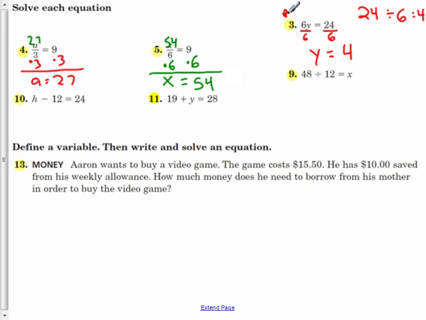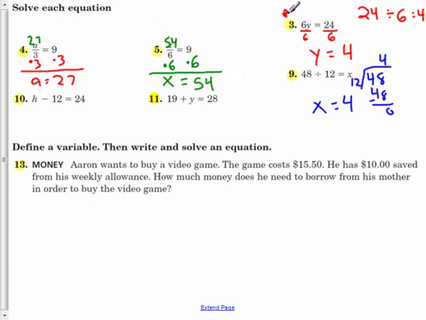All right, number 9 over here says 48 divided by 12 equals x. What does x equal? This is a little bit different one because the x is already by itself. My goal in balancing equations is always to get the variable by itself. In this case, the variable is already by itself. So I really do just have to do 48 divided by 12, which is 4. So x equals 4. You will see those occasionally, not real often.